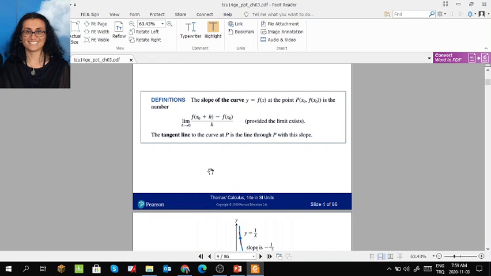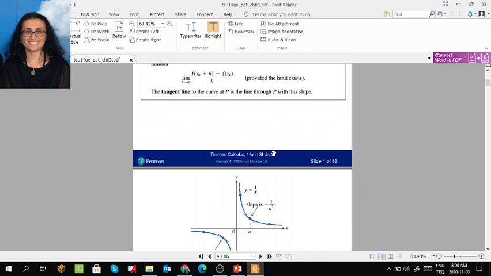We write it in a much more formal way. Slope of the curve y is equal to f of x at the point P, x0 f of x0 is this number, limit of this quotient. But we want to make sure that the limit exists. If the limit exists, means that the limit has finite value. Okay, well-defined value. The tangent line to the curve at P is the line that's going through this point P and this slope that we find.